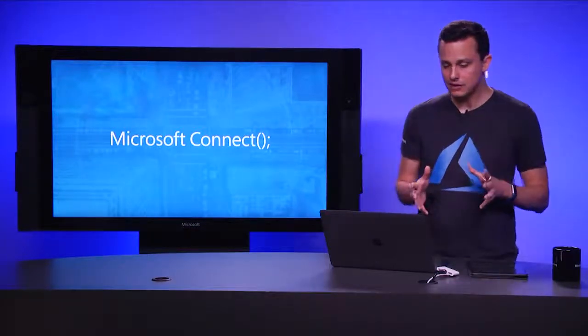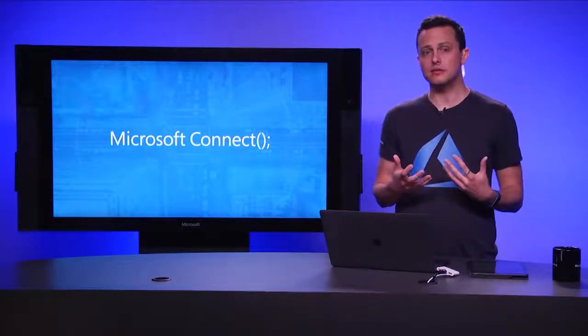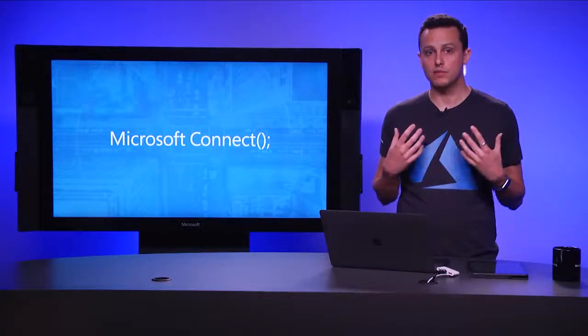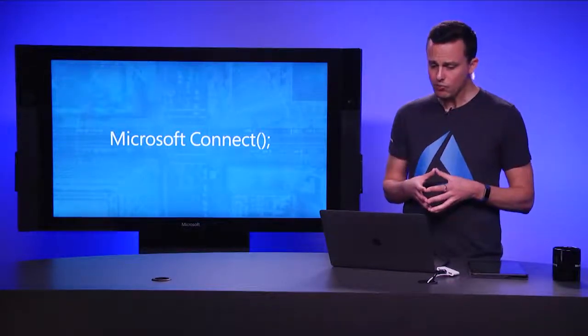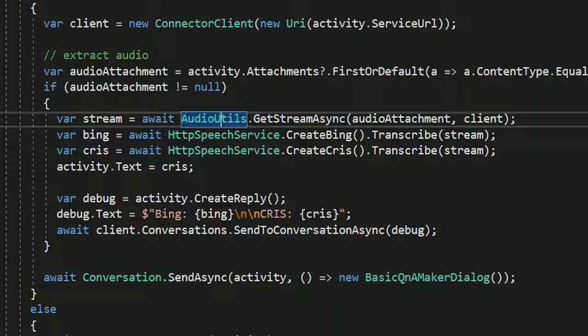So what I've done here is I'm taking an attachment that I've received from the bot chat. If it's an audio attachment, then I'm going to take that audio, send it to the Bing speech service, send it to the custom speech service, and then output that into a debug channel and then send it off to be answered by the Q&A maker.